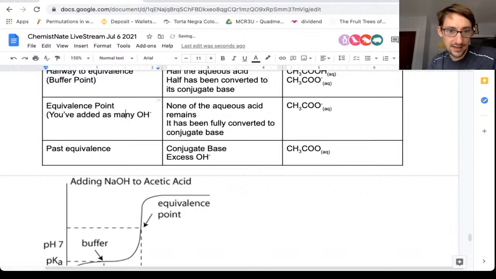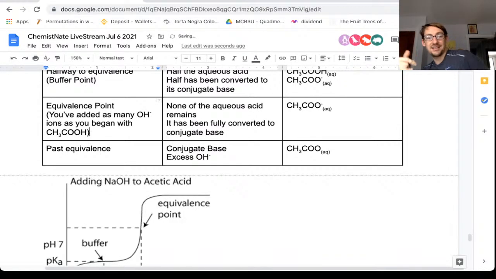You've added as many OH minus ions as you began with CH3COOH. So you have the same number of OHs having been added as acid particles that you started with.